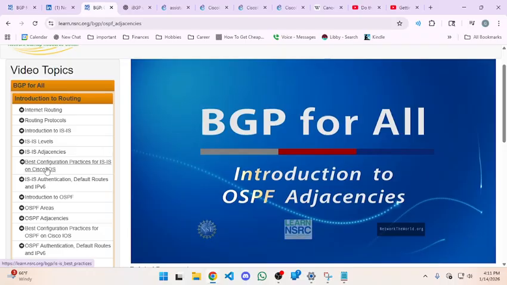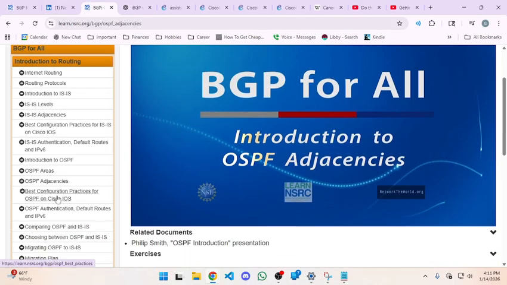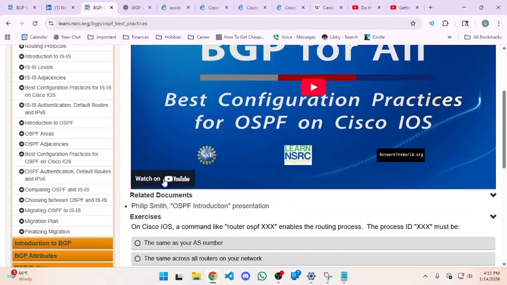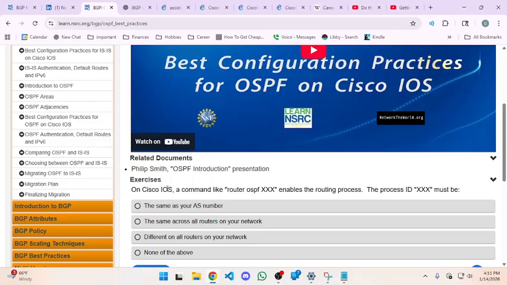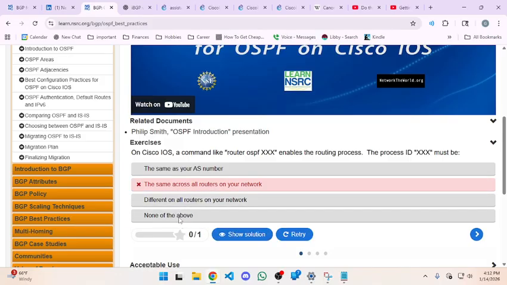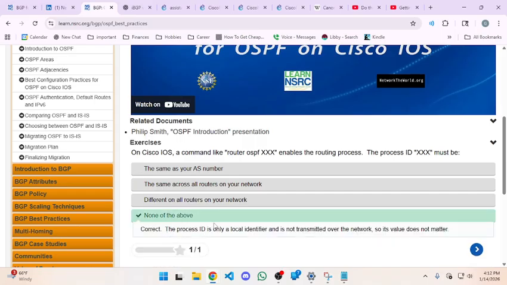Introduction to OSPF adjacencies. So next one is best configuration practices for OSPF on Cisco IOS. On Cisco IOS, a command like router OSPF XXX enables the routing process. The process ID must be the same as your AS number, the same across all routers on your network. Different? I think it has to be the same on all. No, it's none of the above, just like before.